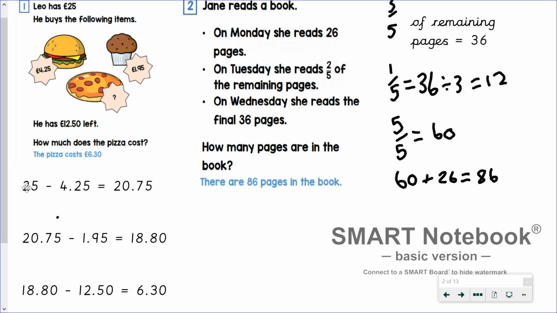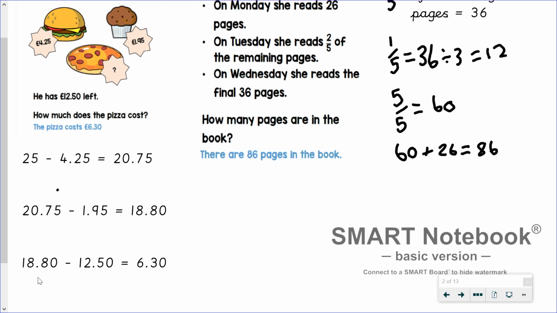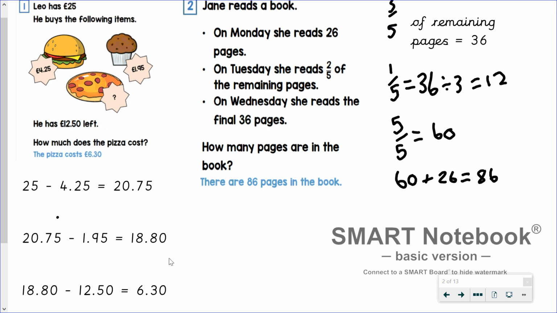So first thing we do is have our 25 and take away the £4.25 to leave us with £20.75. We then take away the price of a muffin from that. So £20.75, take £1.95 is £18.80. And we know that we've got £12.50 left once he buys a pizza. So we take that £18.80 we've got, we take away the amount that we've got left, and the amount we're left with will be what the pizza costs. So 18.80 take 12.50 equals 6.30. So £6.30 is what the pizza costs.